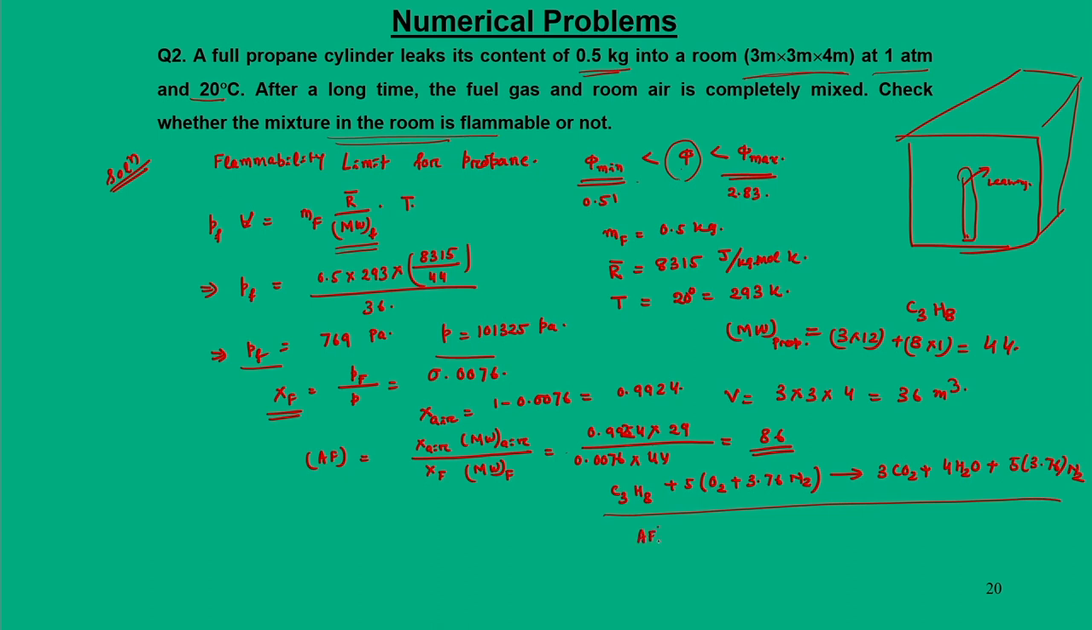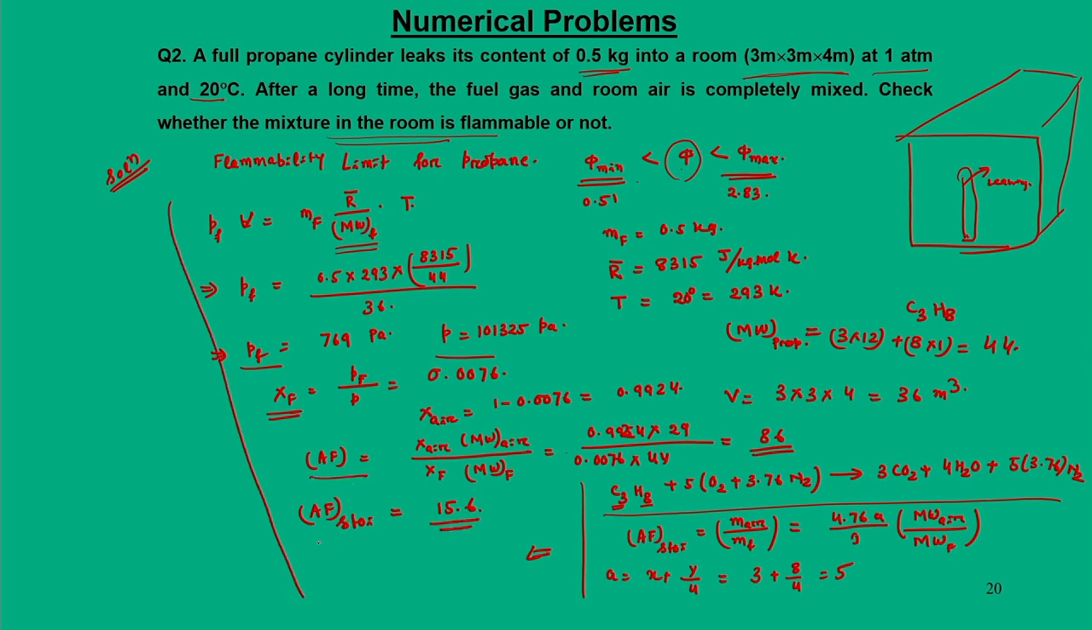So A by F stoichiometric can be found out, that is mass of air by mass of fuel. So from this, going from mass to mole basis, it is 4.76 A divided by 1 into molecular weight of air by molecular weight of fuel. What is A? A is equal to x plus y by 4. And here, what is x? x is the number of carbon atoms, 3, plus the number of hydrogen atoms 8, so 8 by 4, so A is 5. So from these things, we will be able to obtain the stoichiometric air fuel ratio, which is 15.6.